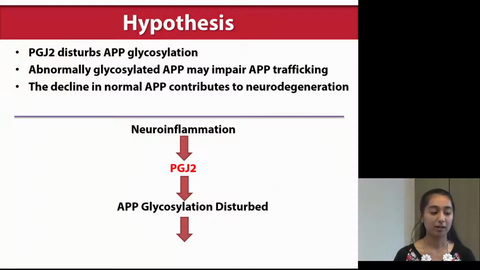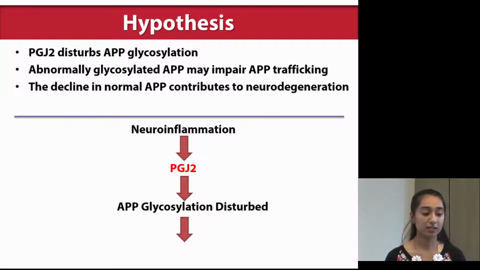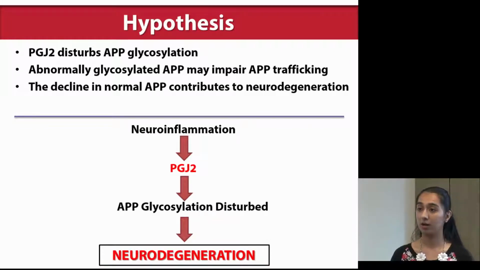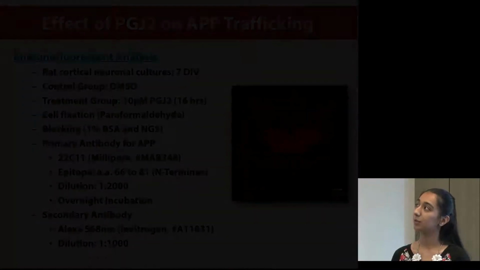So this leads to our hypothesis that PGJ2 disturbs APP glycosylation, and this abnormally glycosylated APP may impair APP trafficking. And if there's a decrease in the normal levels of APP, this can contribute to neurodegeneration because overall APP is neuroprotective. And in order to cause neuroinflammation in our experimental model, we used PGJ2, and we saw APP glycosylation was disturbed, and eventually neurodegeneration occurred.